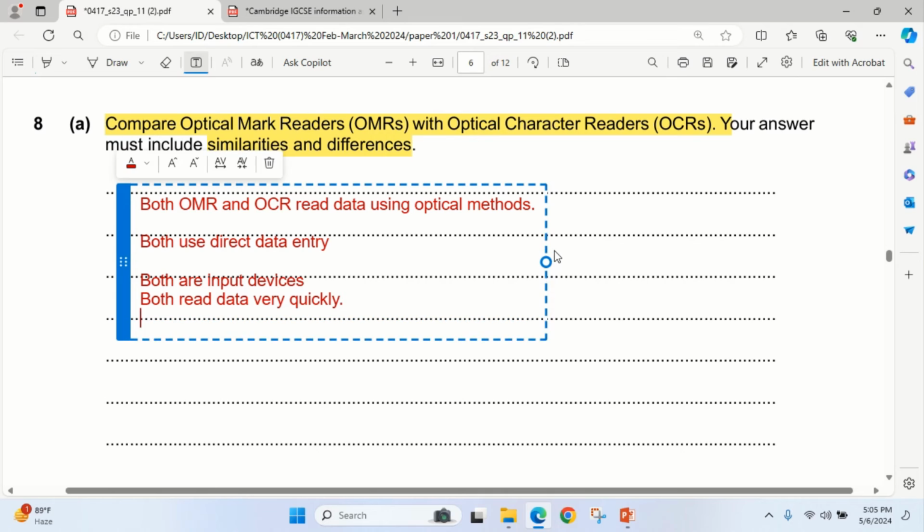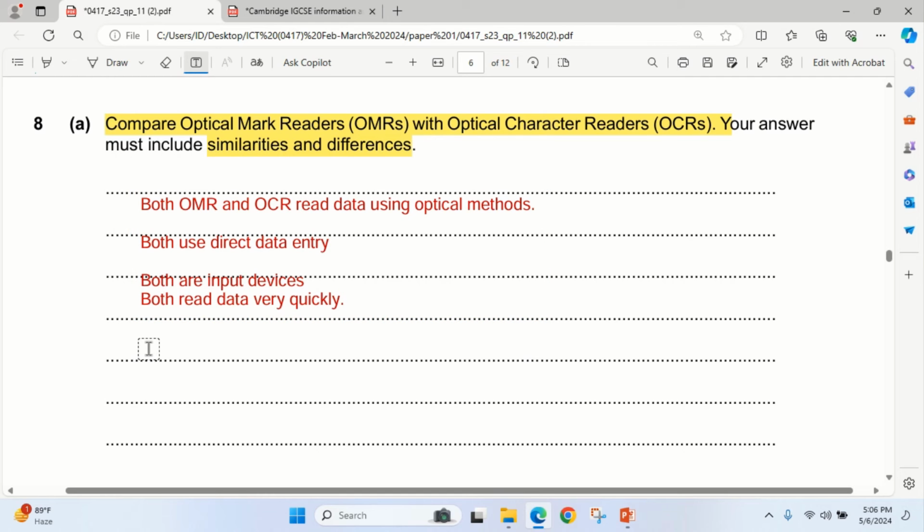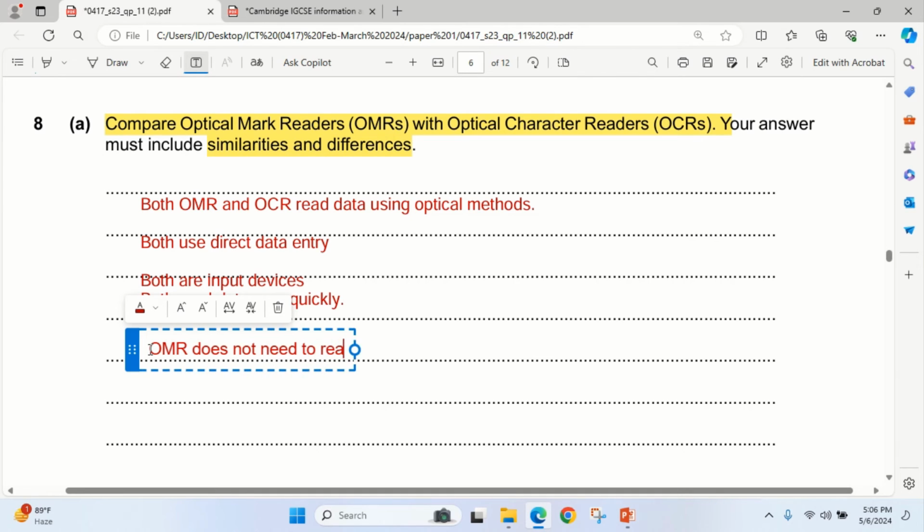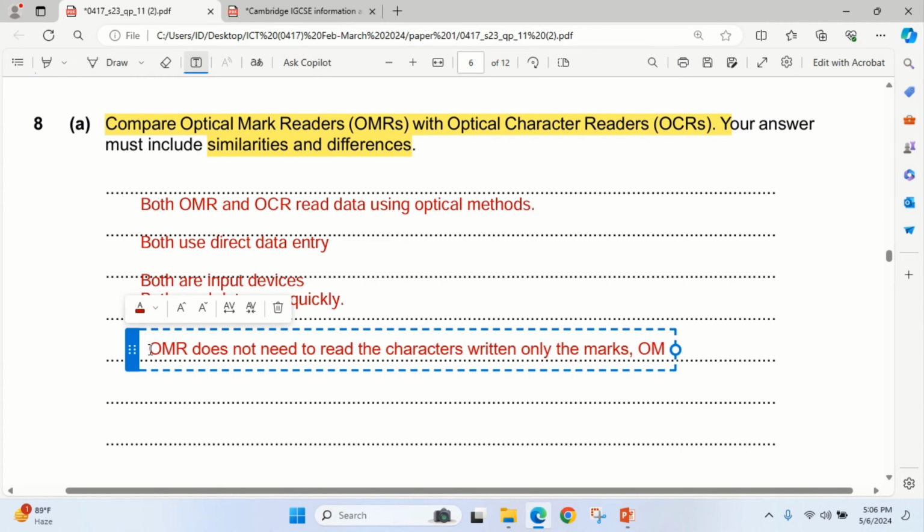Then when it comes to differences, this is very important. Many candidates don't know how to answer when it comes to the differences. You can say for the OMR, it does not need to read the character written, only the marks. Whereas OCR reads characters. Okay, take note of that.